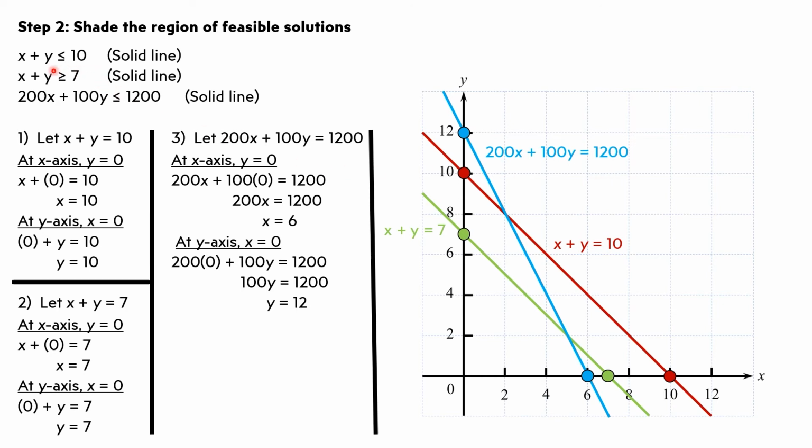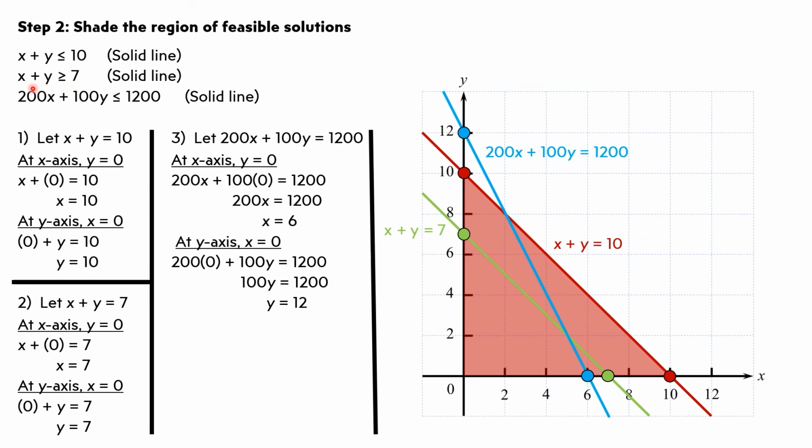Next we want to shade the region. Let's look at the first inequality. X plus y must be less than or equal to 10. This red line is our equation. Because it is less than 10, we're going to shade the region below the red line. And our shaded region must have x greater than 0 and y greater than 0.